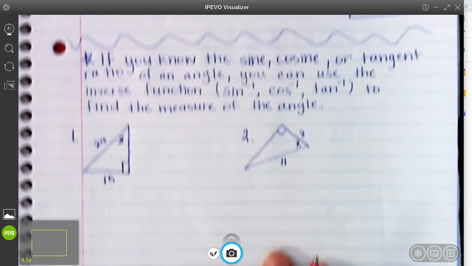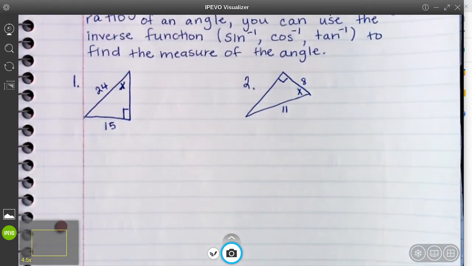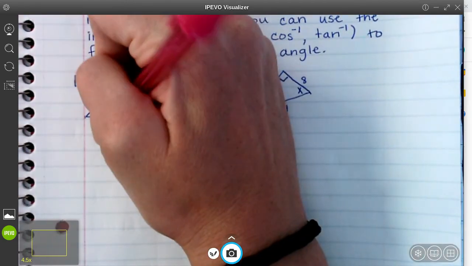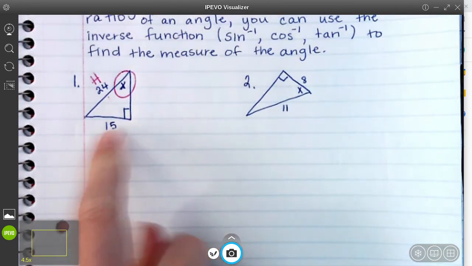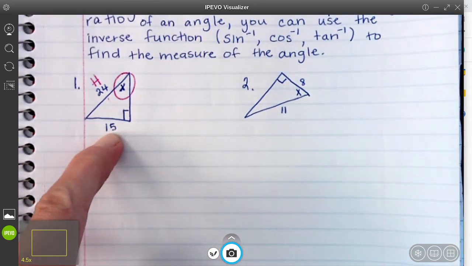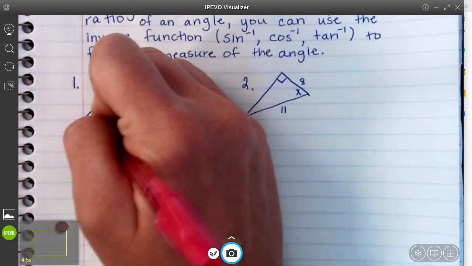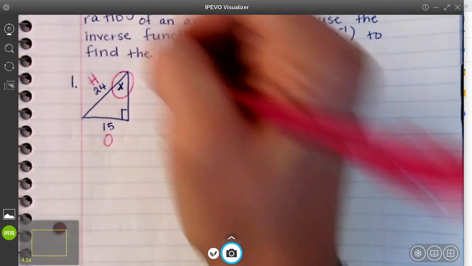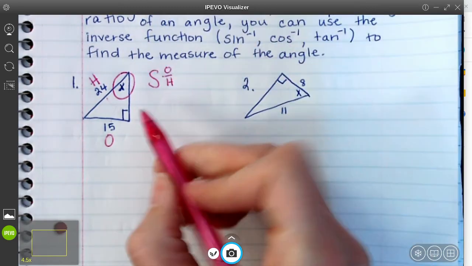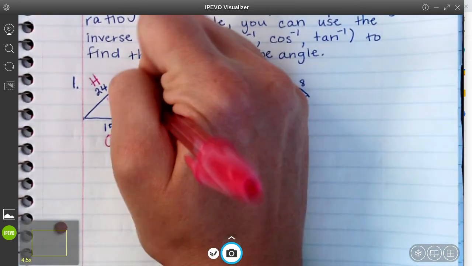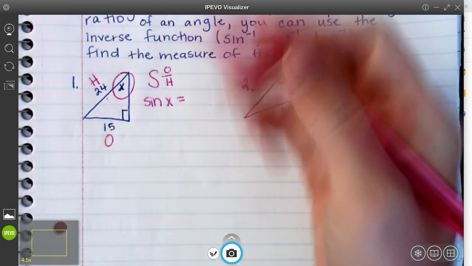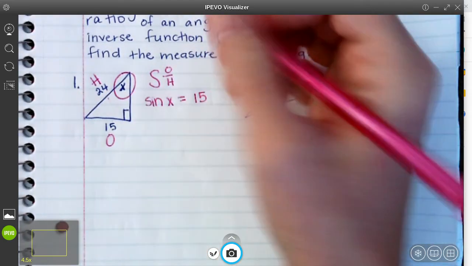Okay, so same thing on these. We're going to look at what sides we have according to the angle. What is 24? Is that the opposite, hypotenuse, or adjacent side? It's across from the 90-degree angle, so this is the hypotenuse. What is 15? Opposite, right? So it's opposite of x. Which trig function has O and H? Sine. So we're going to write it out exactly like we normally would. We have the sine of x, because we're trying to find the angle, and that equals the opposite side, which is 15, over the hypotenuse, which is 24.